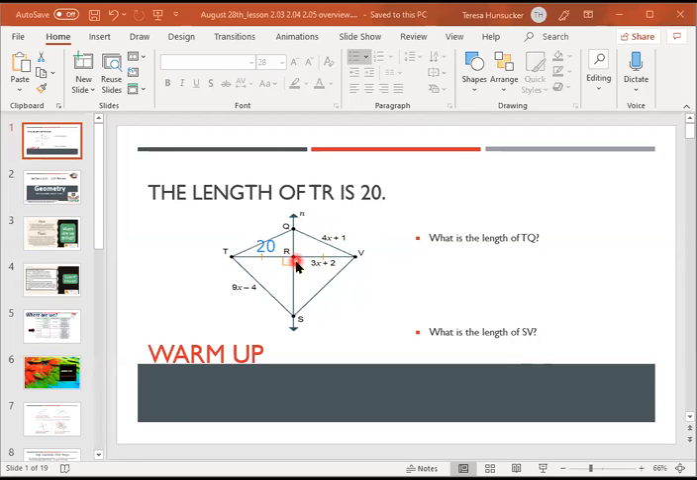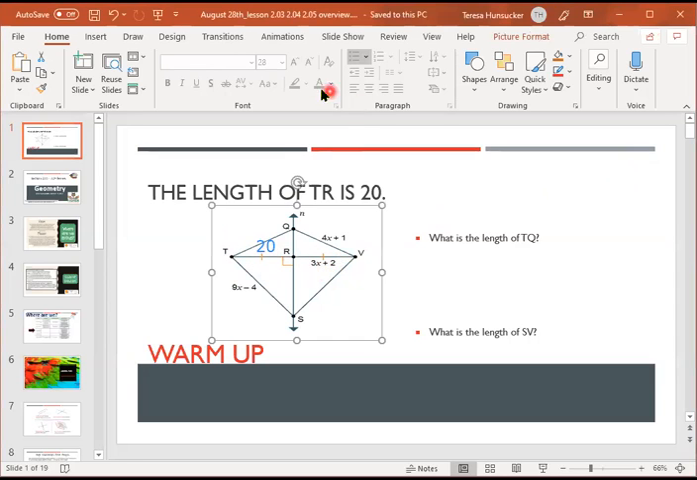Q, R, and S are all on the same line, and this line bisects TV. That means TR and RV are marked with little tick marks to show that TR and RV are the same length. So with that being said, they are congruent, right? So that means 3x plus 2 equals 20. We know that, okay?